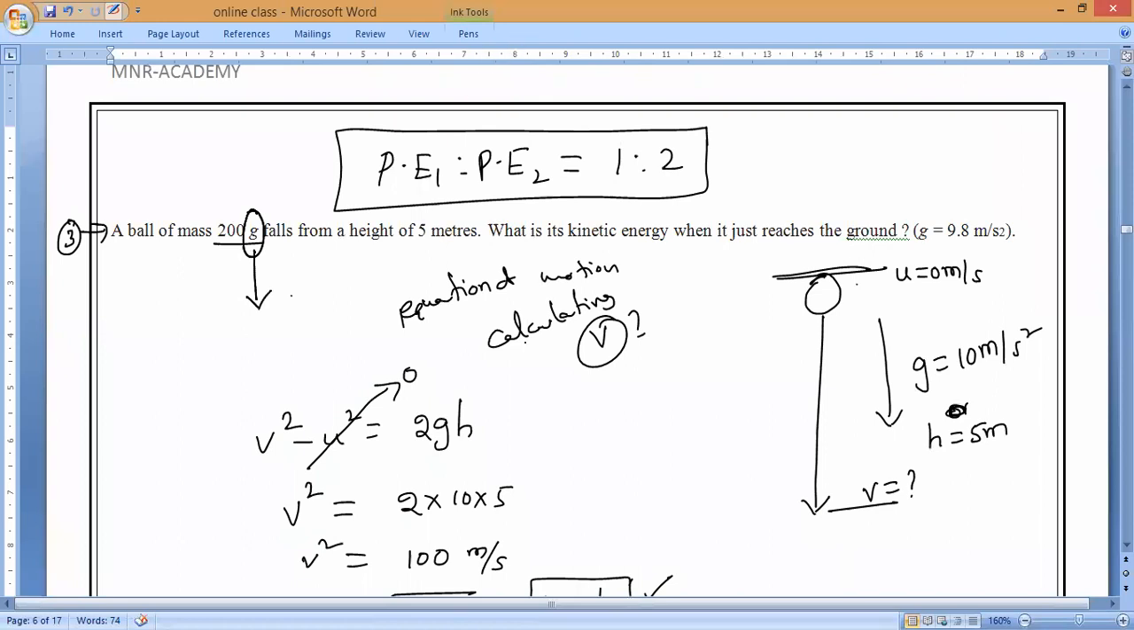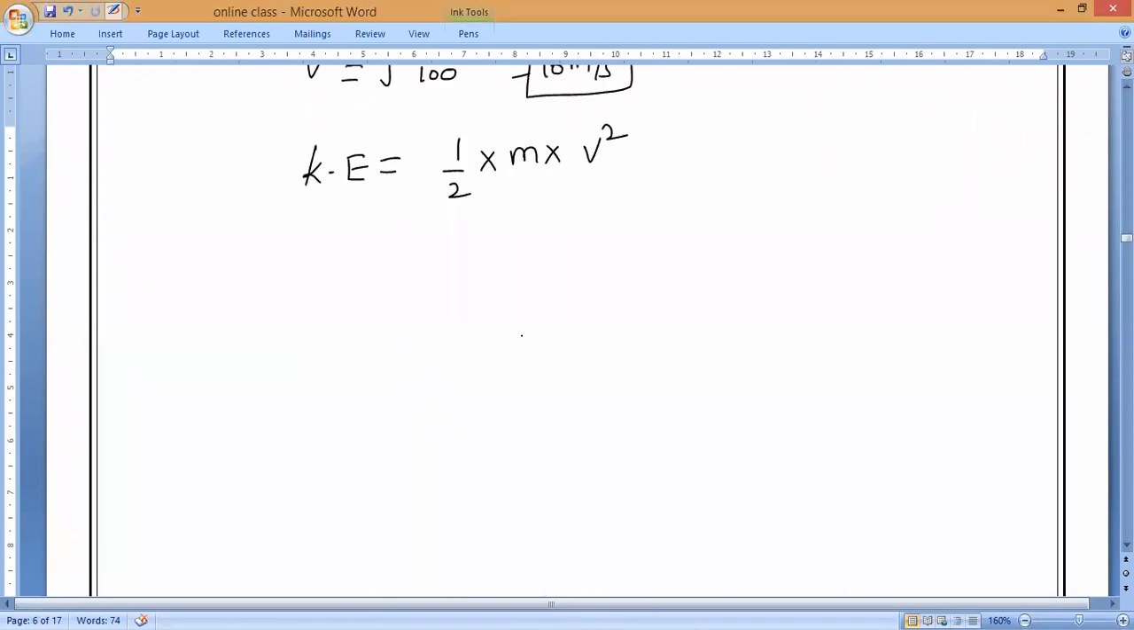Girls also should participate. The mass is given in grams, so we have to convert it into what? Kilograms. 200 grams is equal to how many kilograms, guys? 200 into 1 by 1000 kilograms. The zeros will get cancelled, which is equal to 2 by 10. Let me take 2 by 10 only. 2 by 10 kilogram.